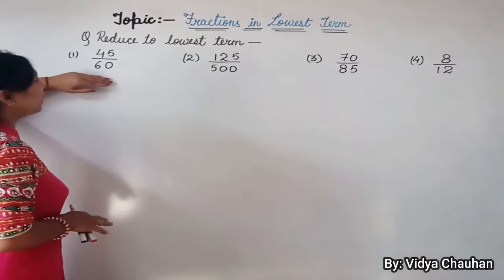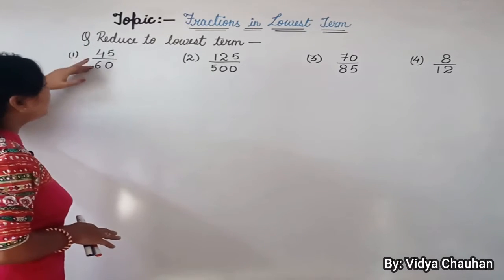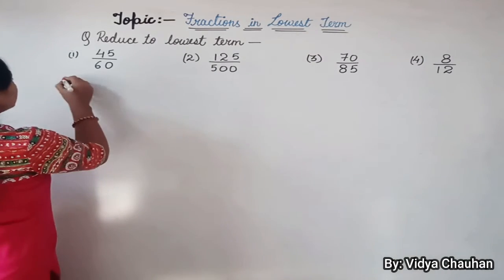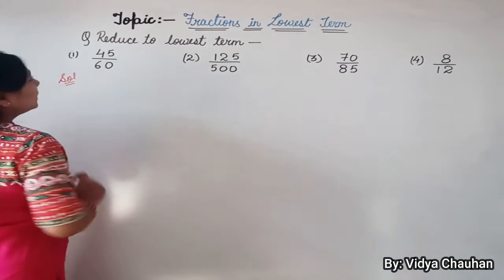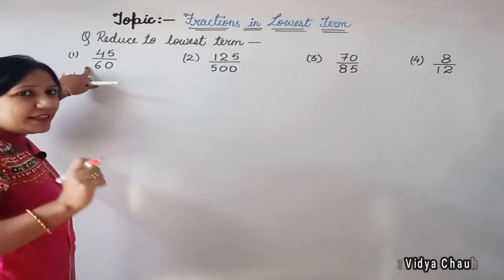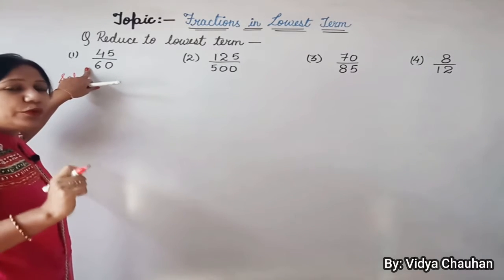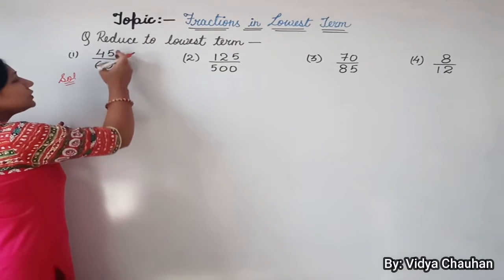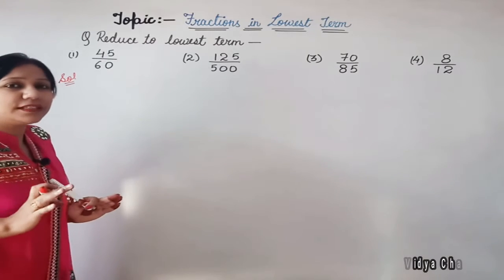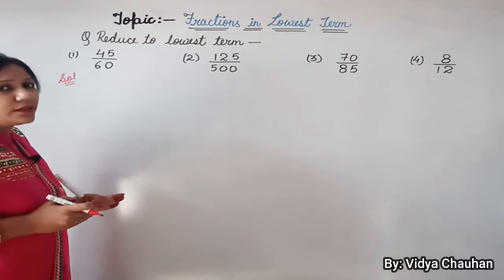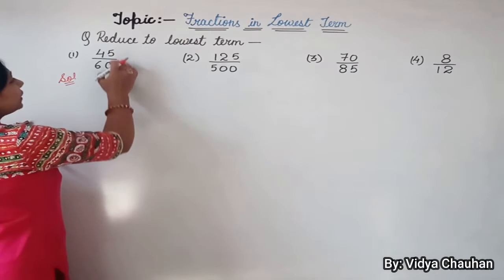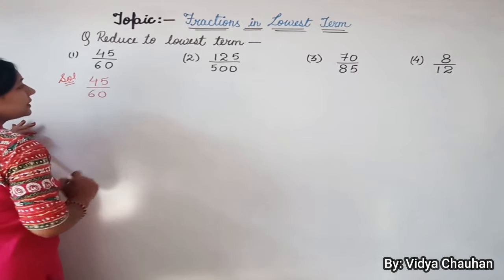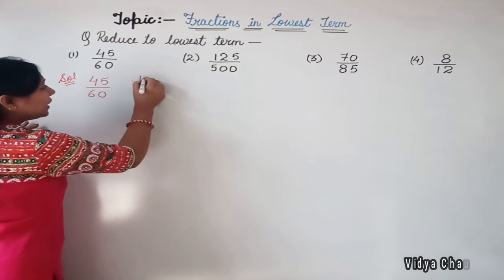The first number which you have to convert into its lowest form is 45 upon 60. So if you have to convert 45 upon 60 into its lowest form, how are you going to do this? The easiest method, which I feel you should know, is to write the prime factors of these two numbers, and then do the solution. So the first part is 45 upon 60. I am writing the number here, 45 upon 60. Find out the factors of 45 and 60.